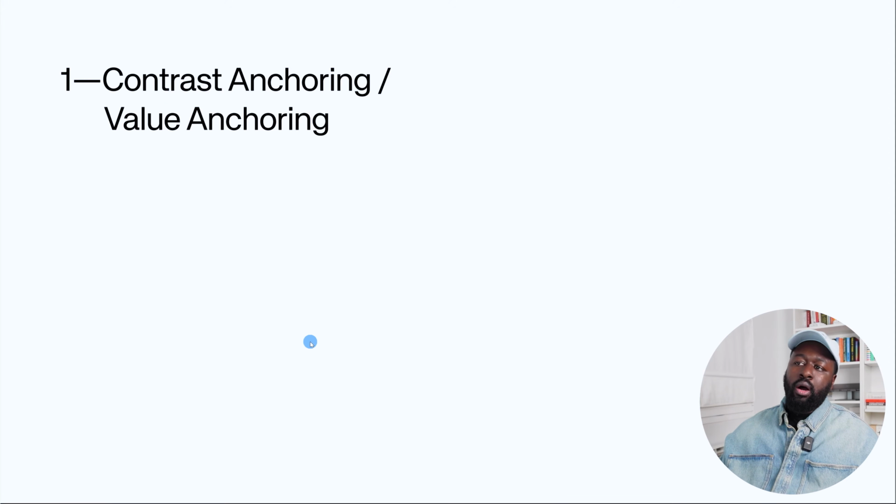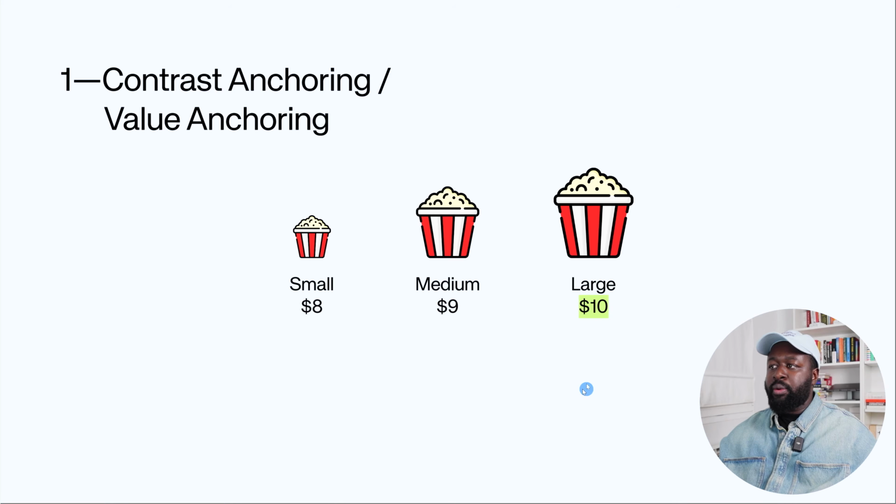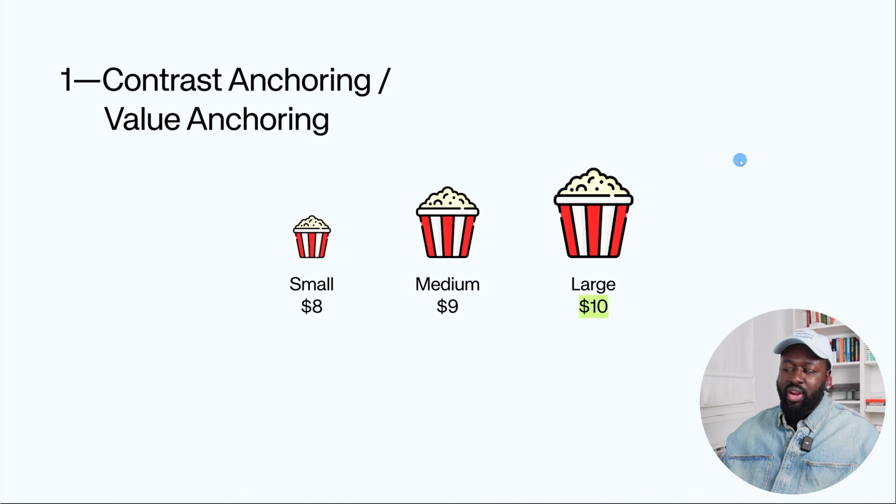So basically, when you go to the movies or a basketball game or a football game, they have different sizes of popcorn. Usually they have the small one, the medium one, and then the large one. And usually the price difference is very small. So basically the small one is $8, for example, and then the medium one $9, and then the large one $10. So there is only $1 difference between the different sizes. So if someone wants popcorn, they're gonna most likely buy the large one, right? Because obviously it's the best value for the price.